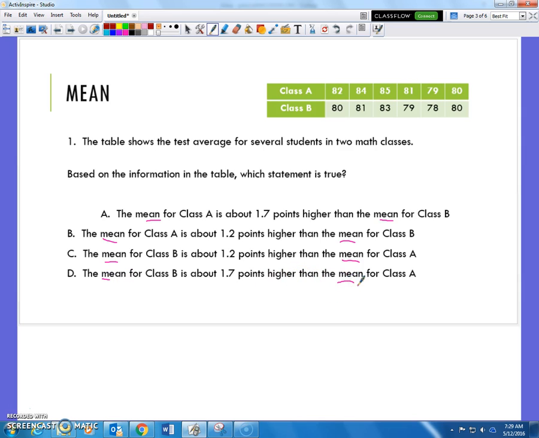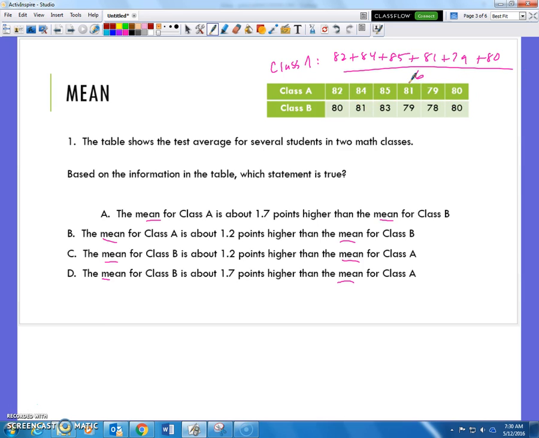So what we better do right now before I start guessing is find the mean for each class. I'm going to find the mean of class A by taking 82 plus 84 plus 85 plus 81 plus 79 plus 80. I'm going to divide all of that by however many data points there are. 1, 2, 3, 4, 5, 6.